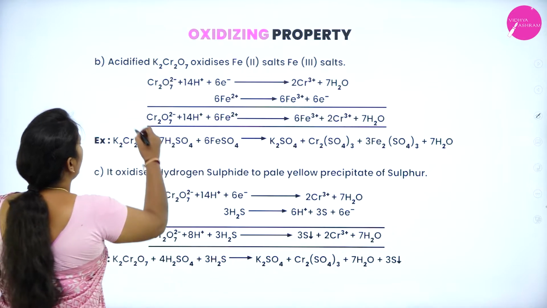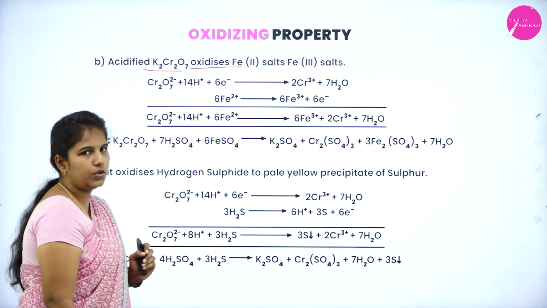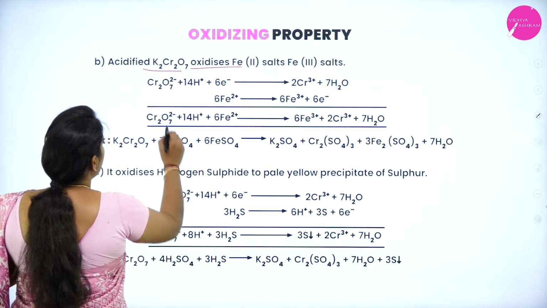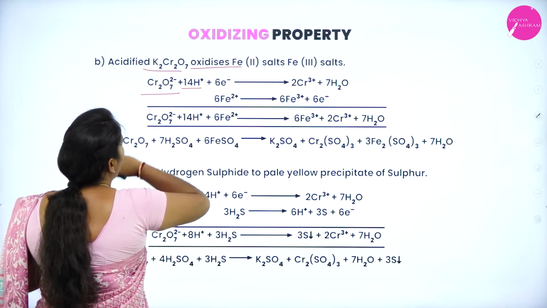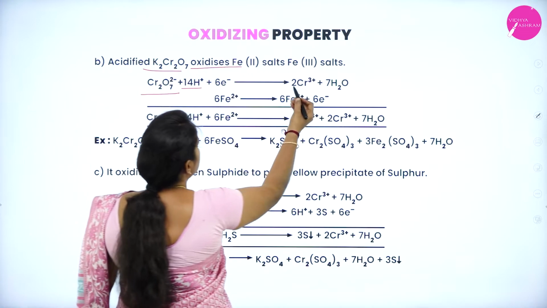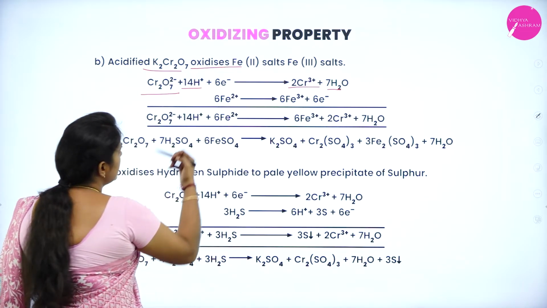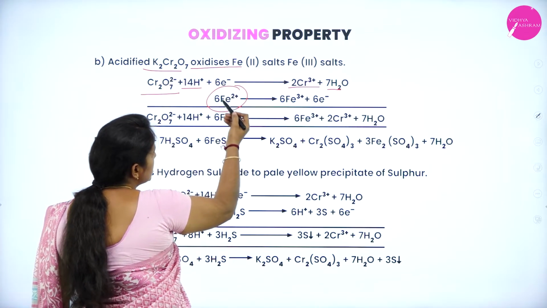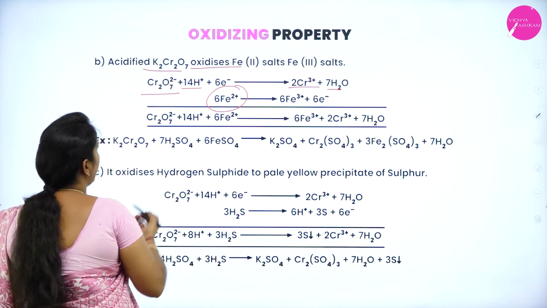The acidified potassium dichromate can also oxidize the iron 2 plus salt to iron 3 plus. Let's take an example of dichromate, which is allowed to react with the acid. What does it form? It forms Cr3+ with the formation of water. As I have said, it oxidizes the iron from the plus 2 state to the plus 3 state. Now you can write the overall cell reaction.